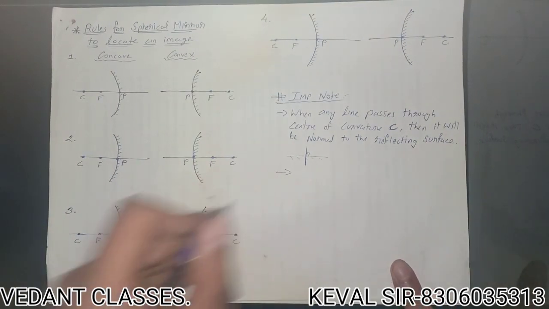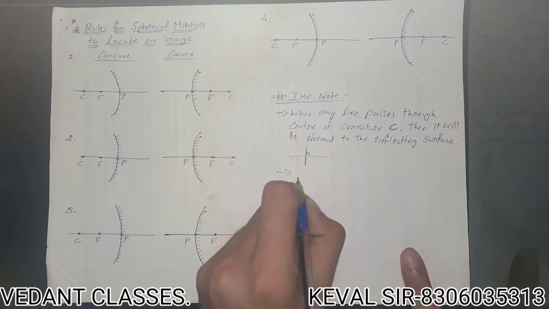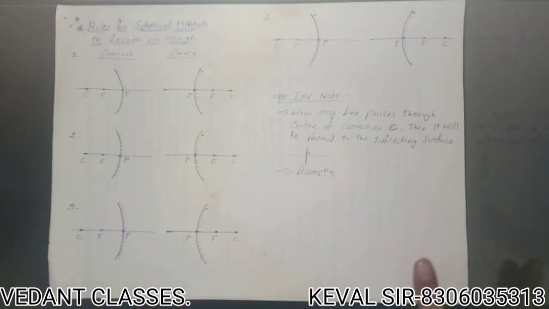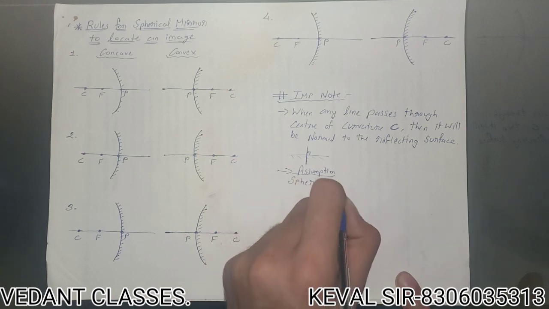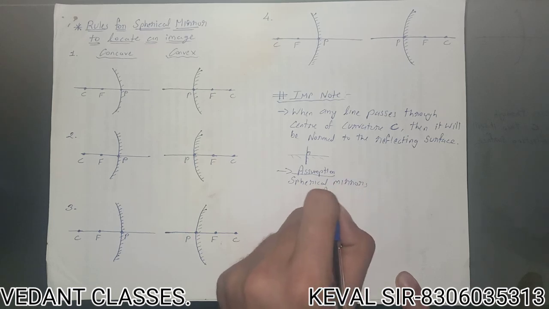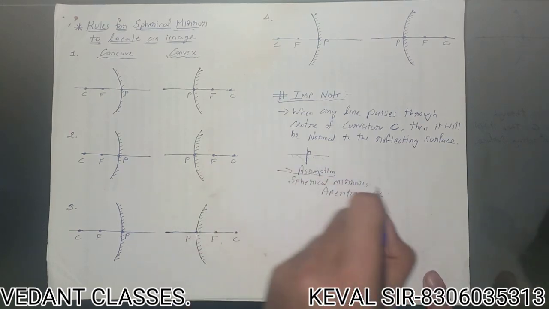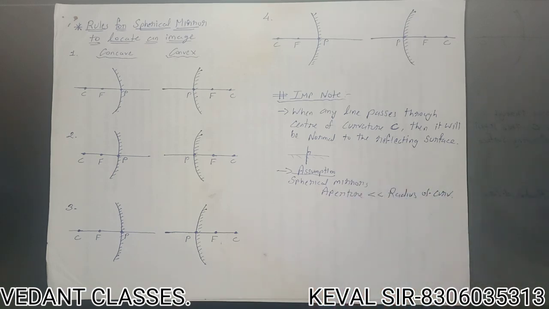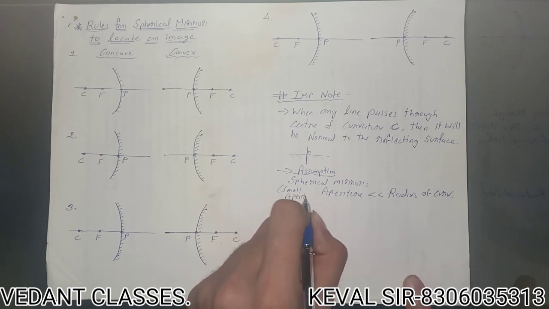Then secondly, here we are considering one important assumption while learning this: we always consider spherical mirrors whose aperture is much smaller compared to the radius of curvature. So these are considered small apertures. We are considering only this kind of situation in the entire chapter of ray optics.